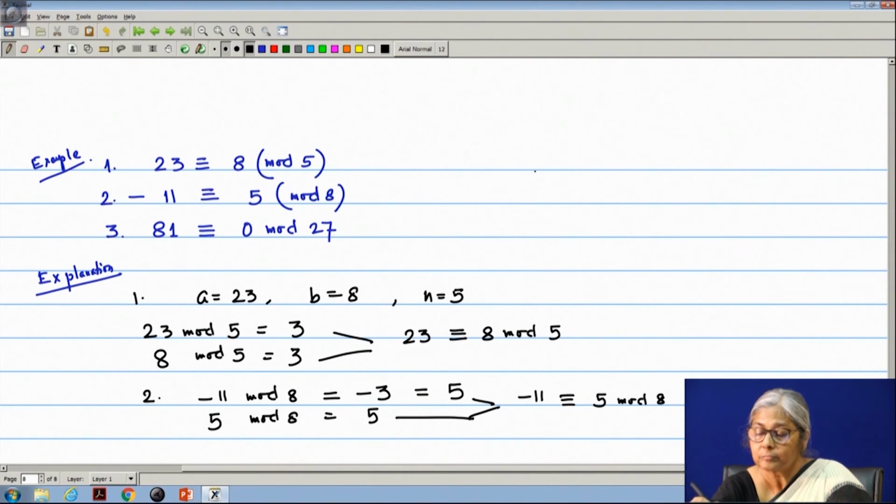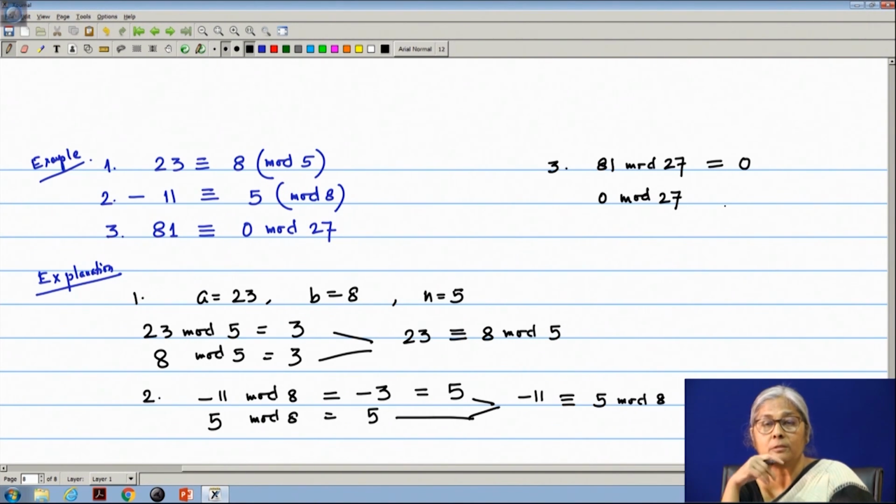Then similarly, the third: 81 modulo 27 is 0, because there is no remainder; 3 times 27 is 81. And 0 modulo 27 is 0 only, because of the property of divisors we have seen, that any b not equal to 0 divides 0. This is a very trivial property. So, I can write 81 is congruent to 0 modulo 27.